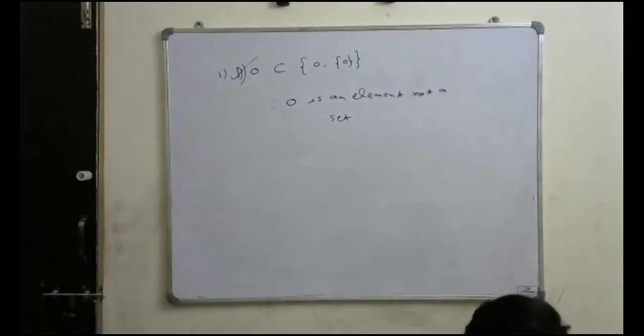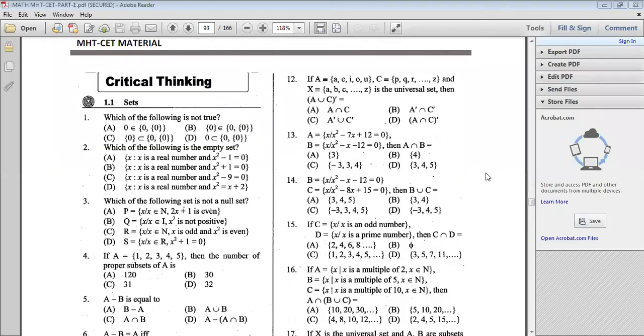Look at the next problem. Observe the second problem. Which of the following is the empty set? Look at the first option: x, where x is a real number, and x square minus 1 equals 0. Is it an empty set? No. What are the elements that set contains?